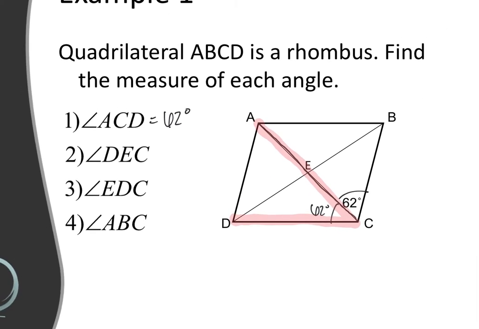They're hard to remember. Rhombus opposite angles theorem. Now, while we're working on this, what other two angles are also 62 degrees?